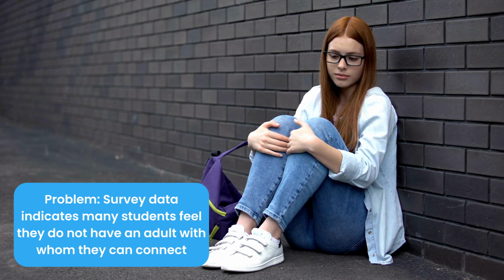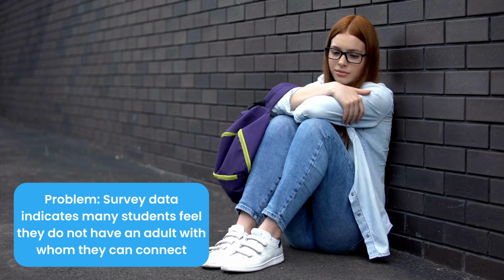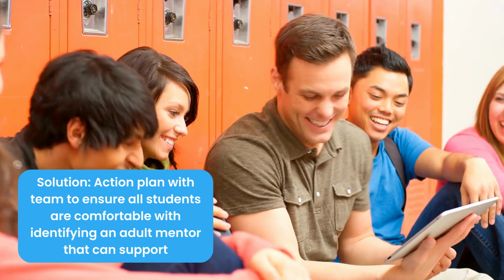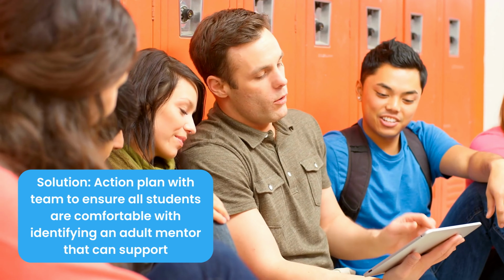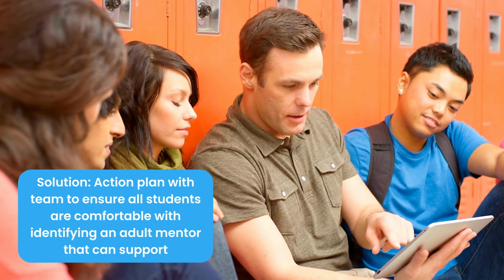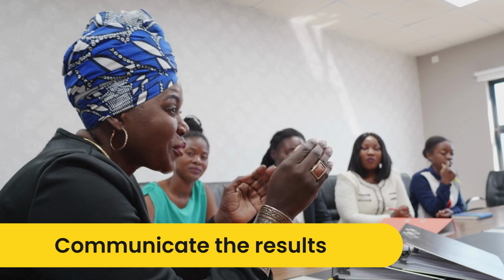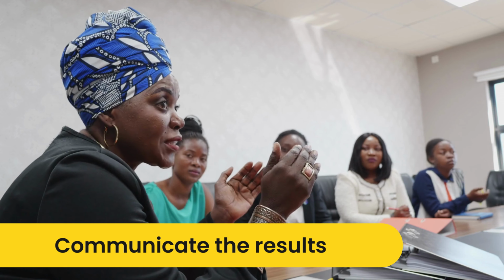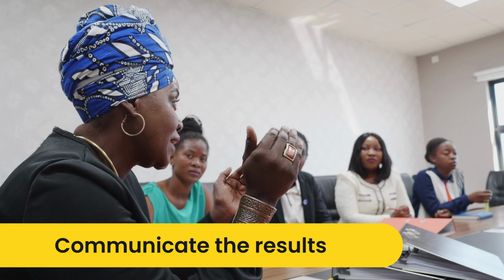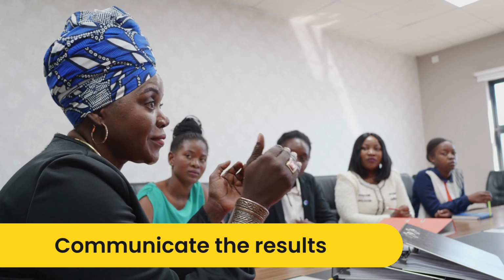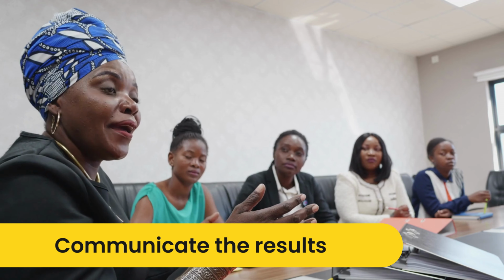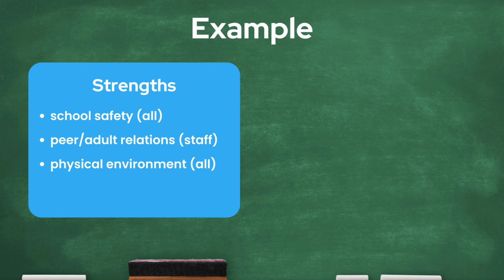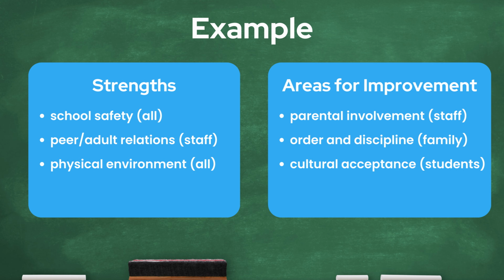For example, if the survey indicates that many students feel they do not have an adult with whom they can connect, strategies can be implemented to ensure that all students are comfortable with identifying an adult mentor that they can go to for support. Share the survey results with relevant stakeholders, such as program administrators, teachers, other staff, and families. Present the findings in a clear and accessible manner, highlighting both positive aspects and areas that need improvement. For example, feature the top 3 highlights or strengths and the top 3 areas of need.